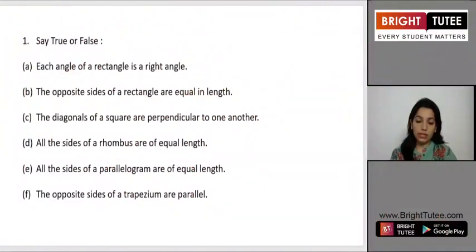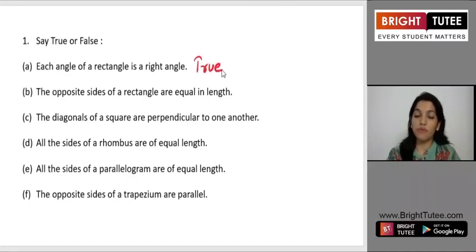Now let's just quickly discuss some of the questions so that we can see what we have learned about quadrilaterals. So these are the questions that we have to solve, which are just based on the quadrilaterals, right? So here the first one says true or false. In the first one, part A, it says each angle of a rectangle is a right angle. So the answer is true. Yes, each of the angles of a rectangle is a right angle, right?